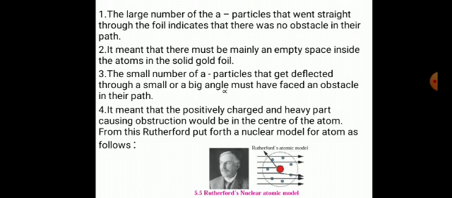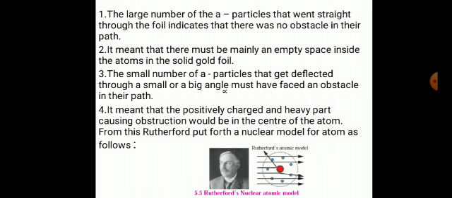The large number of alpha particles that went straight through the foil indicates that there was no obstacle in their path. It meant that there must be mainly empty space inside the atoms in the solid gold foil. The small number of alpha particles that get deflected through a small or big angle must have faced an obstacle in their path.